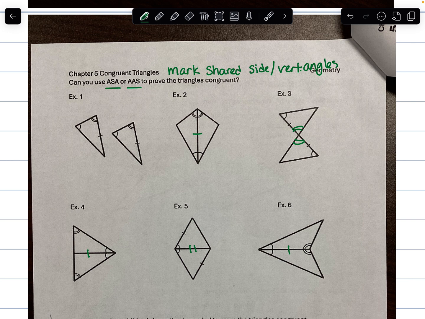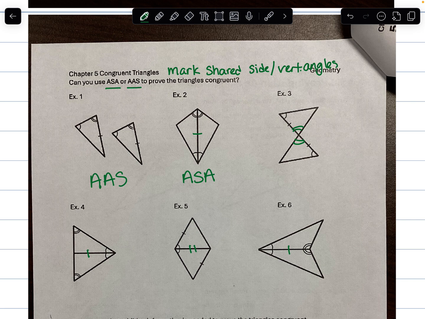Okay, so let's talk about example one. ASA or AAS? AAS. Yeah, right? We have angle, angle, side, angle, angle, side. Okay. What about number two? Angle, side, angle, right? That side is between the two angles, so angle, side, angle.